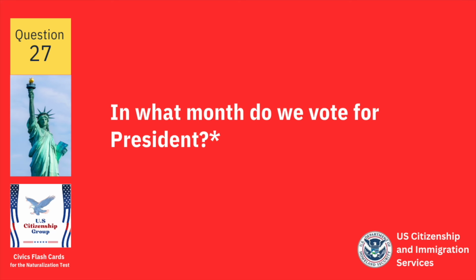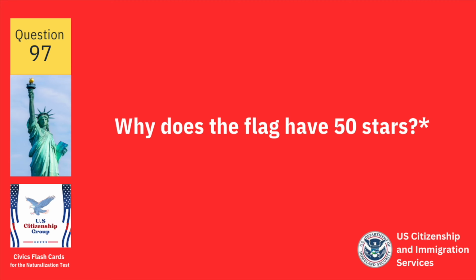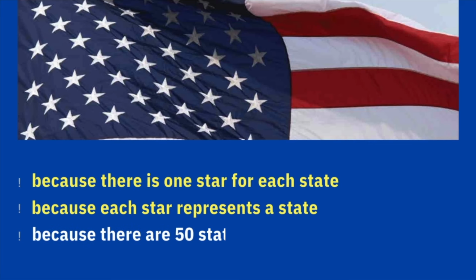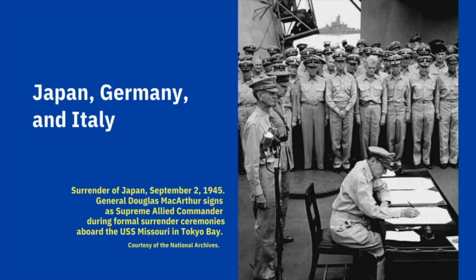In what month do we vote for president? November. Why does the flag have 50 stars? Because there are 50 states. Who did the United States fight in World War II? Japan, Germany, and Italy.